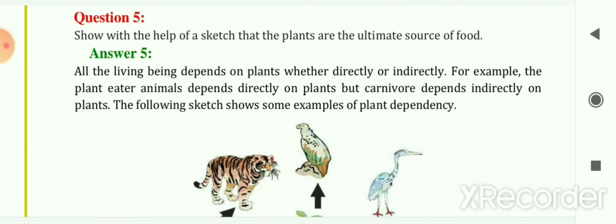The next question is, show with the help of a sketch that the plants are the ultimate source of food. So all living beings depend on plants whether directly or indirectly. For example, plant eater animals depend directly on plants, but the carnivores depend indirectly on plants. Here the sketch shows some examples of the plant dependency.